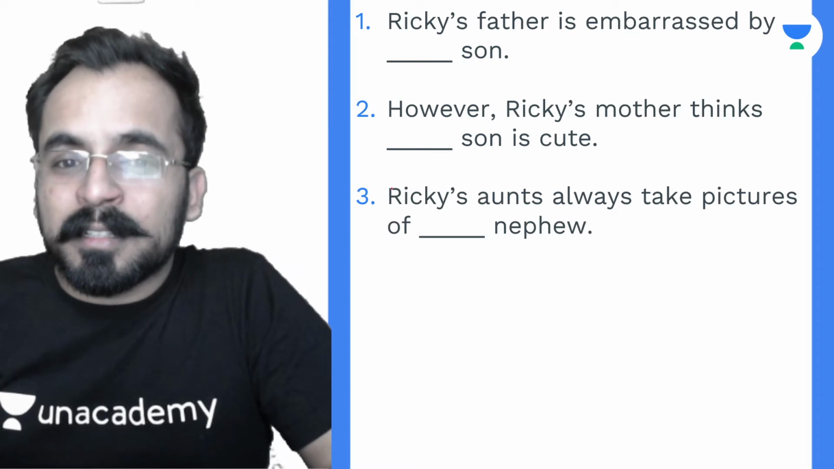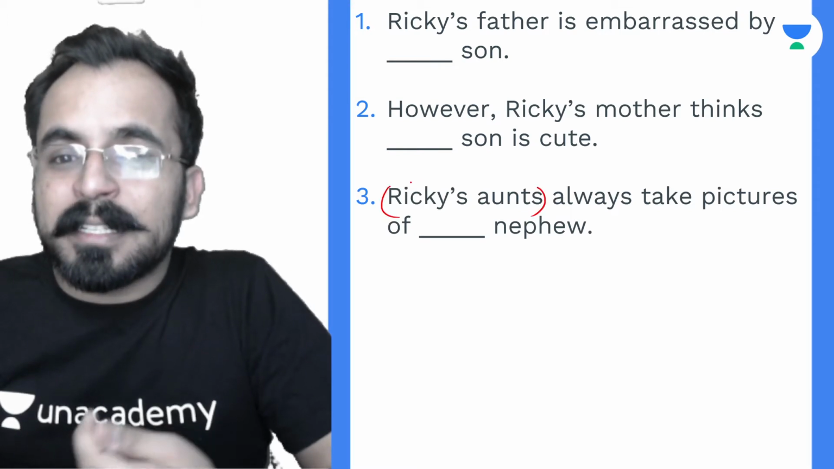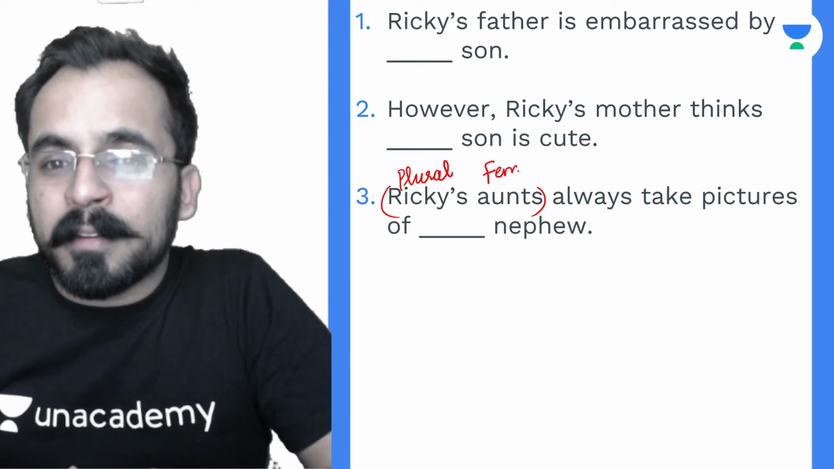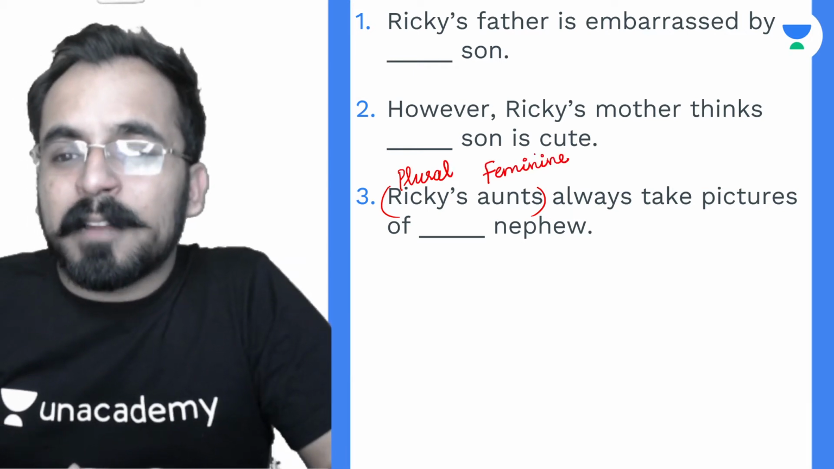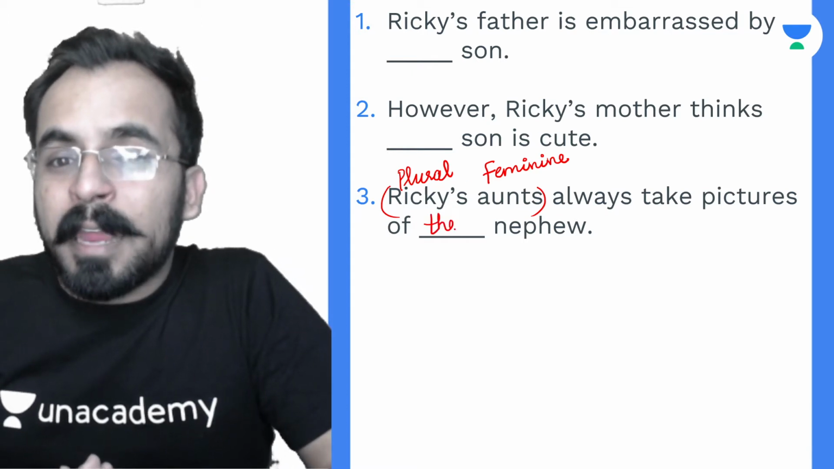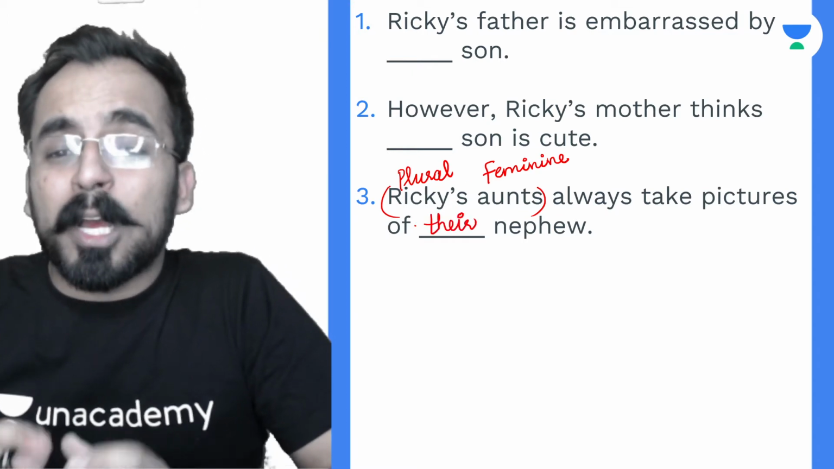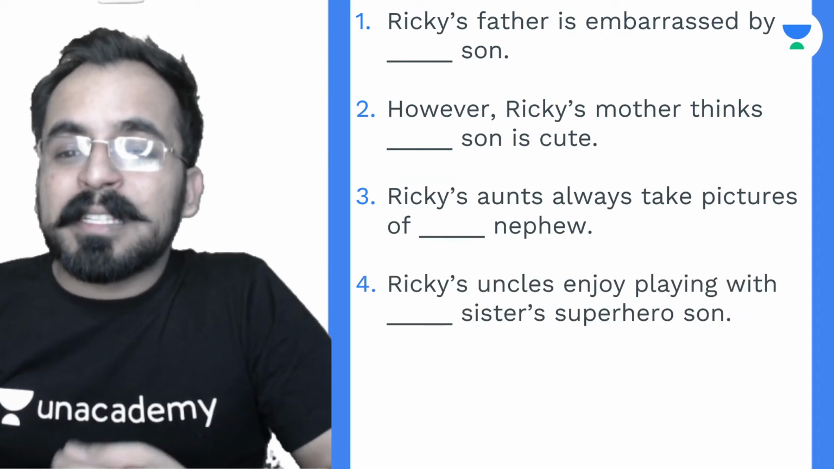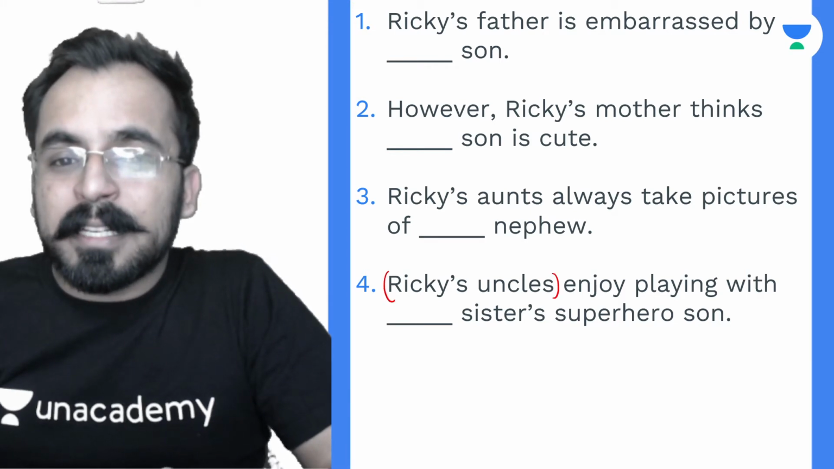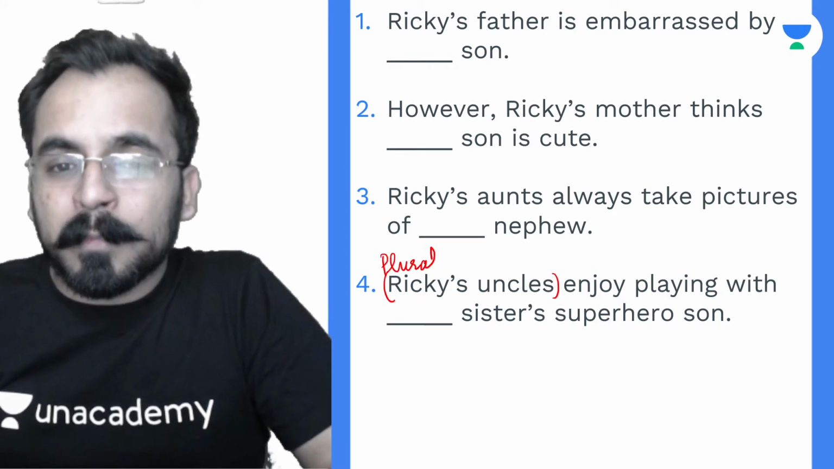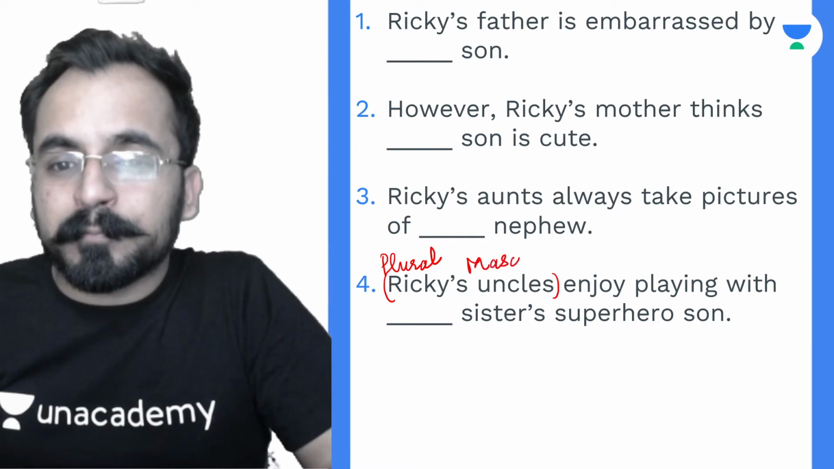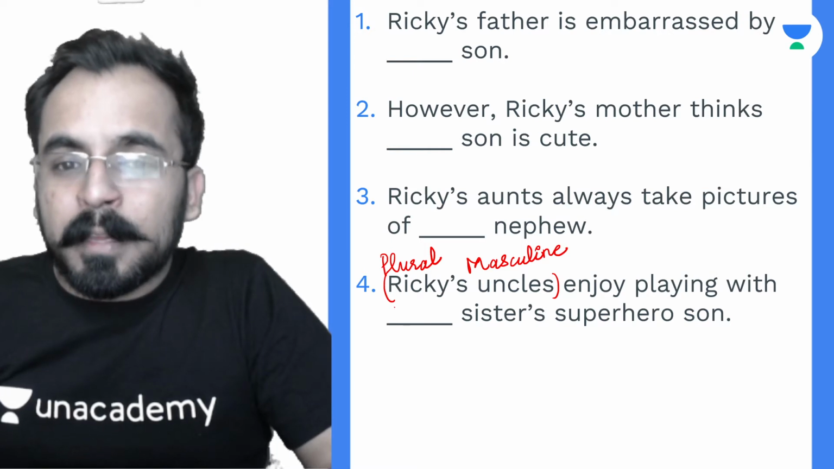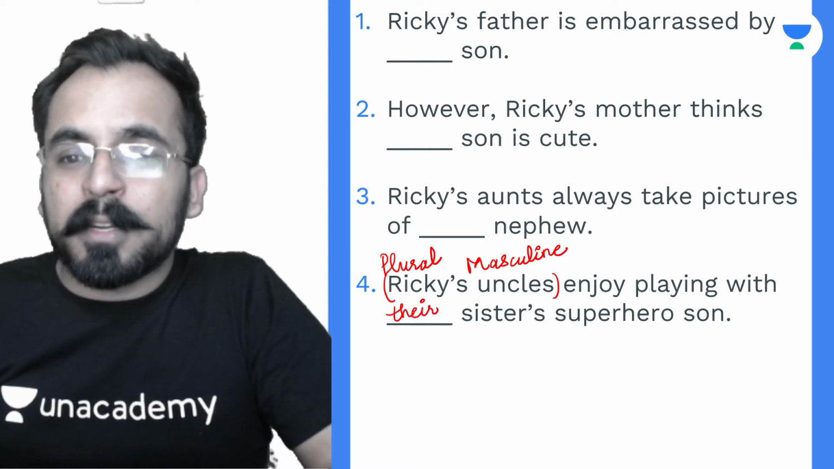Ricky's aunts. So first of all, your antecedent is Ricky's aunts, which is plural and feminine. So Ricky's aunts always take pictures of their nephew because our antecedent is plural. Look at the fourth one. Ricky's uncles. Your antecedent is plural and masculine. Enjoy playing with their sister's superhero son.